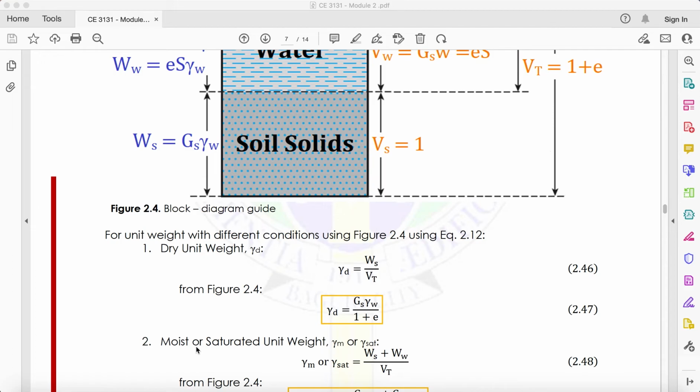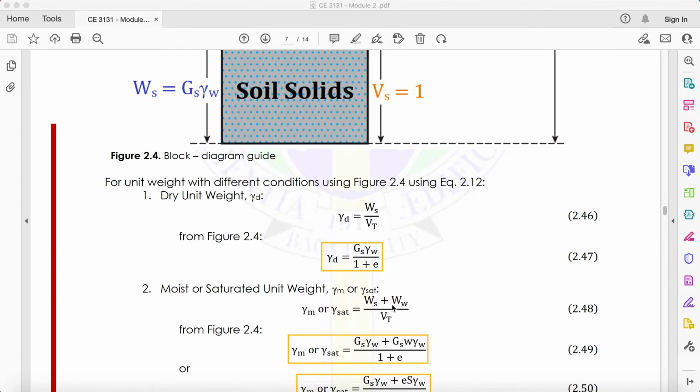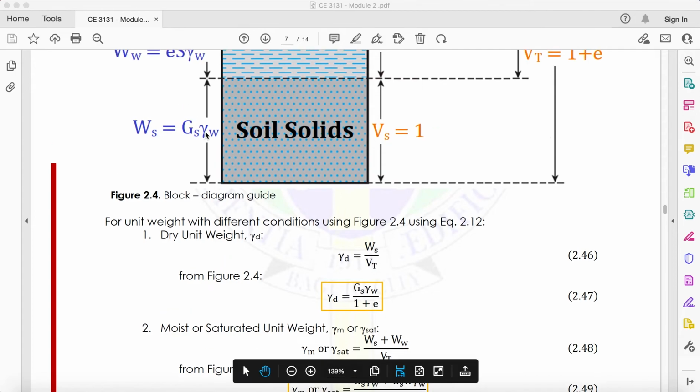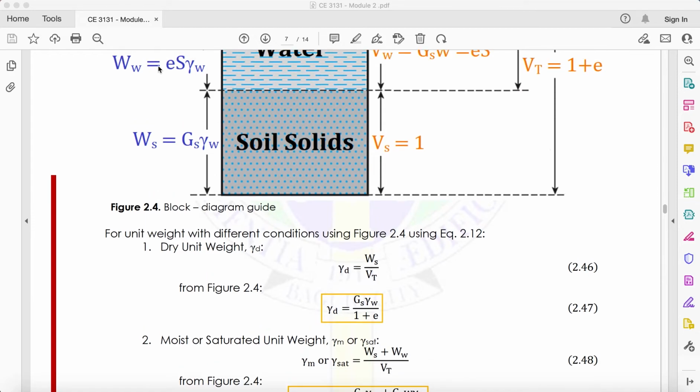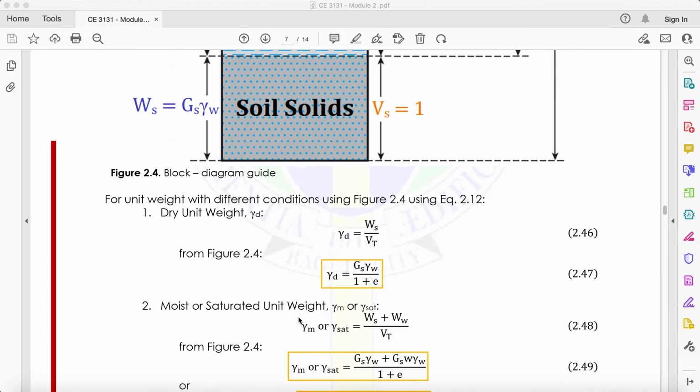Now, for the moist or saturated unit weight, it is the weight of the soil plus the weight of water over volume total. What is Ws? That is Gs times gamma w. What is Ww or weight of water? It is specific gravity times moisture content times the unit weight of water, where it is equivalent to the void ratio times the saturation times the unit weight of water. Then for volume total, that is 1 plus e. So, substitute natin yung mga values na yan into our equation.